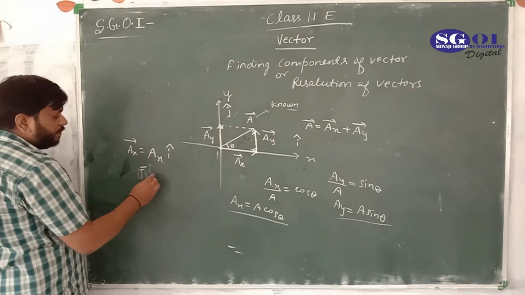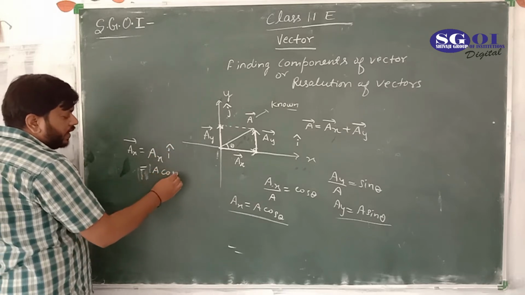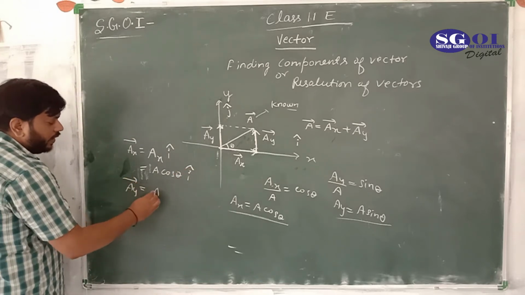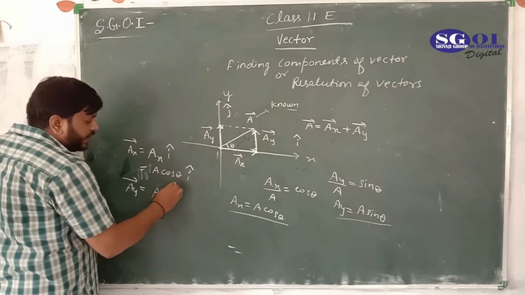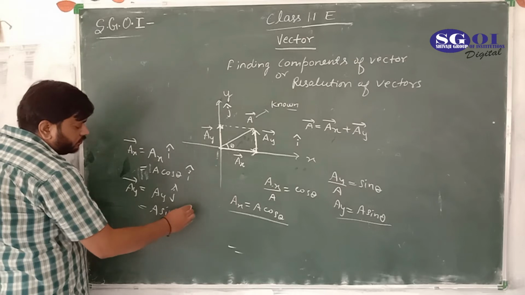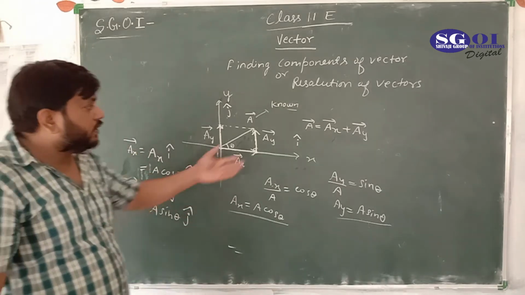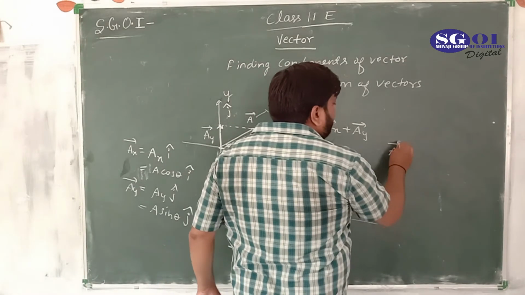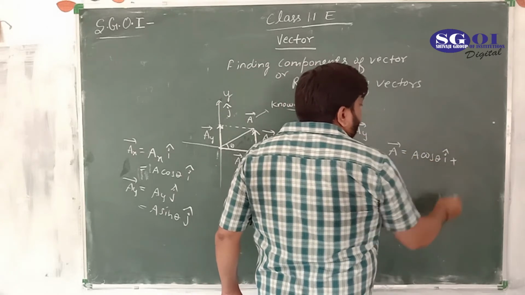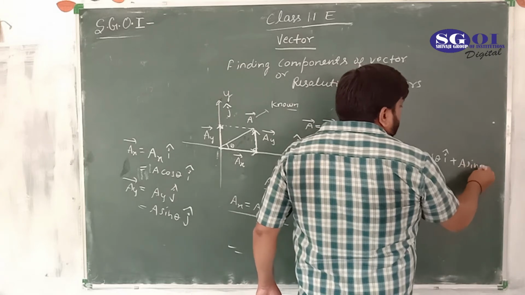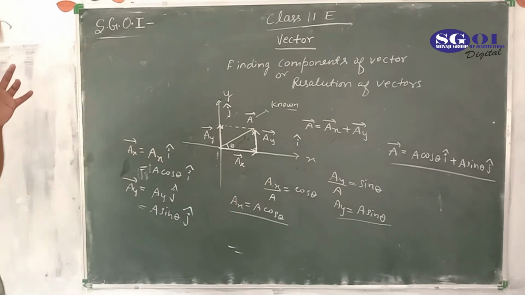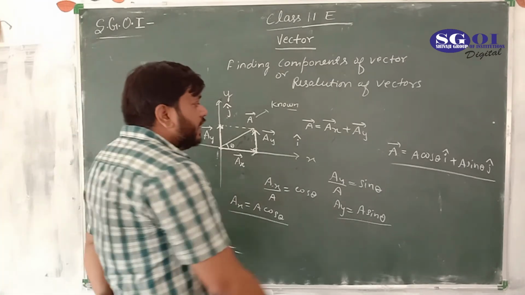And what is the magnitude of AX? It is A cos theta, so A cos theta i cap. Similarly, the AY vector equals the magnitude of AY times the direction j cap. AY is A sin theta. You can put this value here. So you can write the vector as A cos theta i cap plus A sin theta j cap.